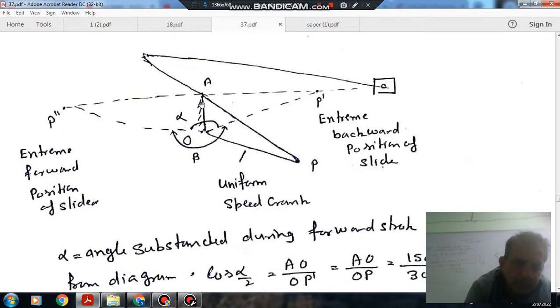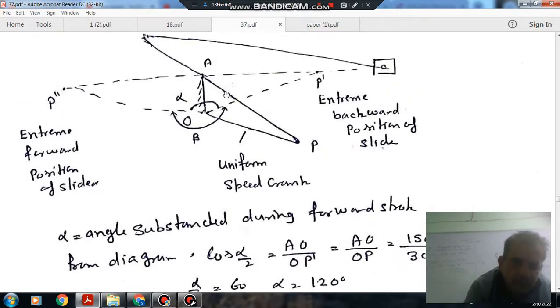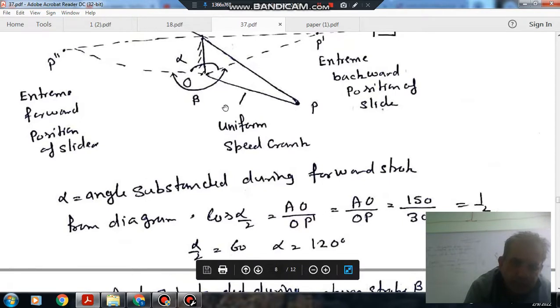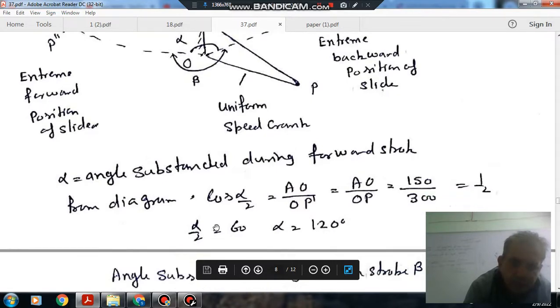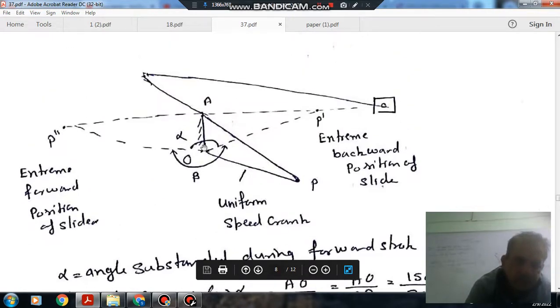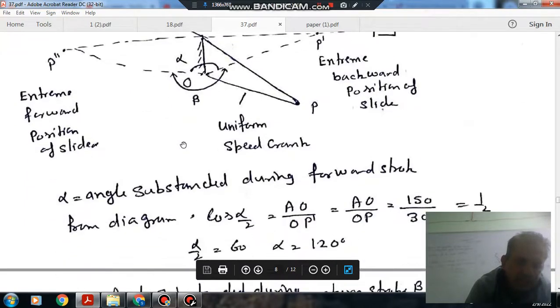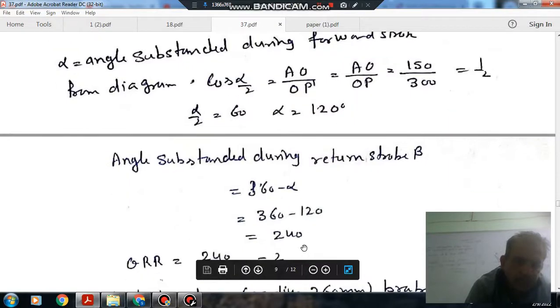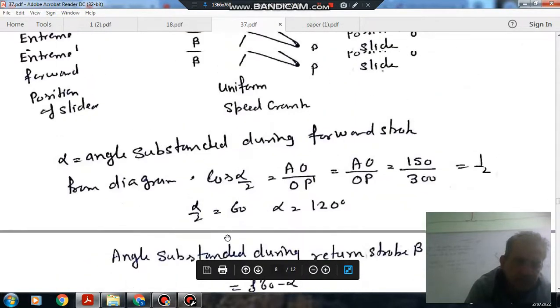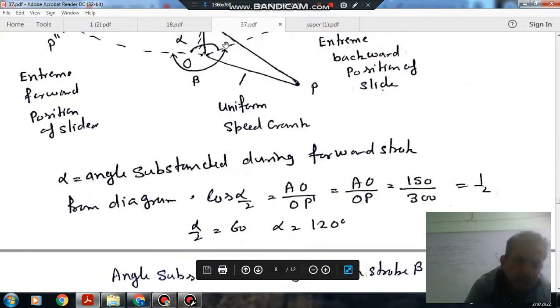Now from the configuration we have OAP dash, and this angle is alpha, so this angle will be alpha by 2. So cos alpha by 2 will be equal to AO divided by OP dash, and OP dash is equal to OP. AO and OP are given, 150 and 300, so this is 1 by 2. So alpha by 2 is 60 degrees, so alpha is 120 degrees, and the other angle is 360 minus 120, that is 240. So 240 by 120 is the quick return ratio, that is 2, this angle divided by this angle.